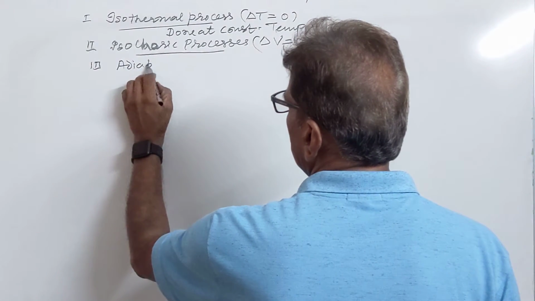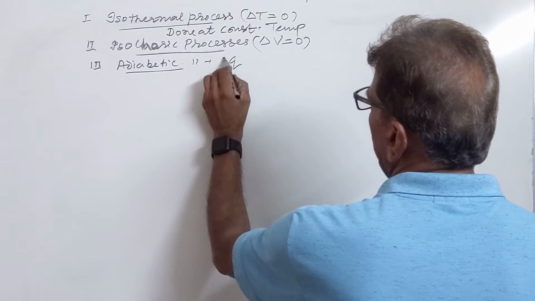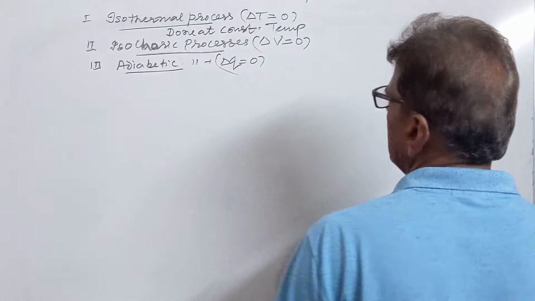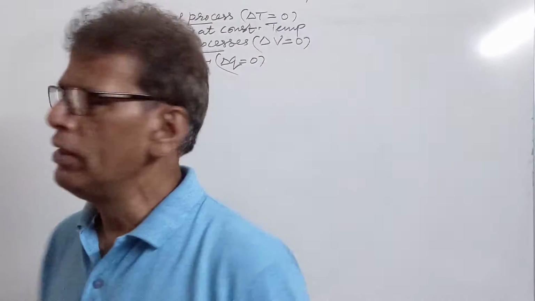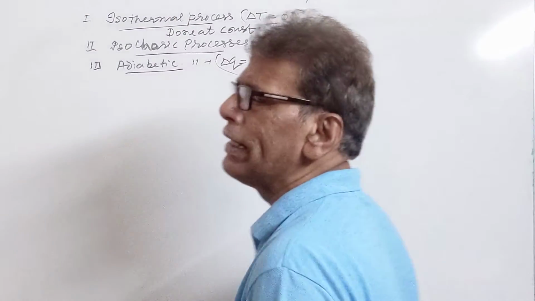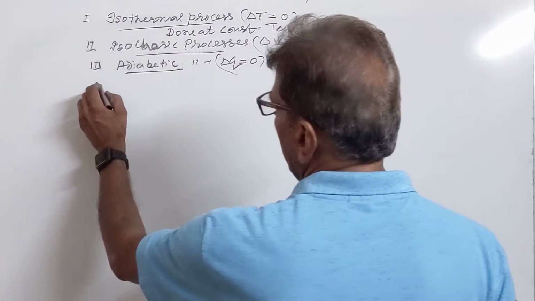adiabatic processes. When there is no heat change, delta Q is 0. There is no heat change in changing the state of the system. That is adiabatic. There is no heat exchange between system and surrounding while bringing about these changes.